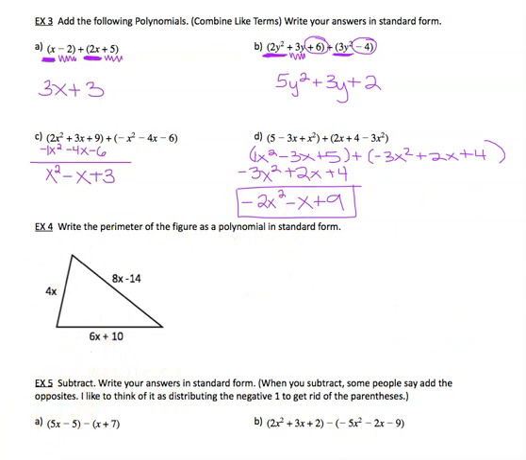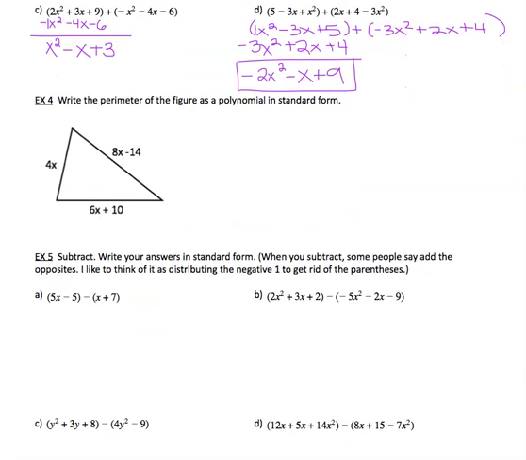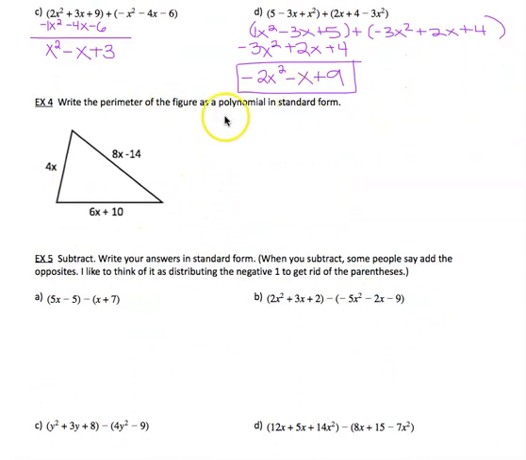All right, example 4 is an application, so it's just showing you a situation where you might need to use polynomial addition because here we're trying to find the perimeter. And perimeter means add up all the sides. So we're doing 4x plus 8x minus 14 plus 6x plus 10.